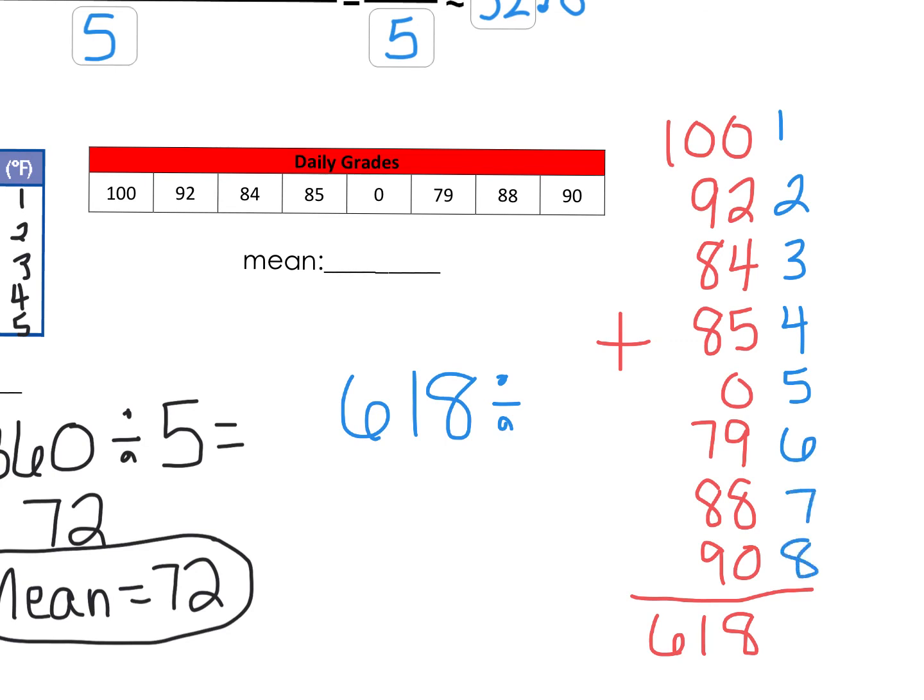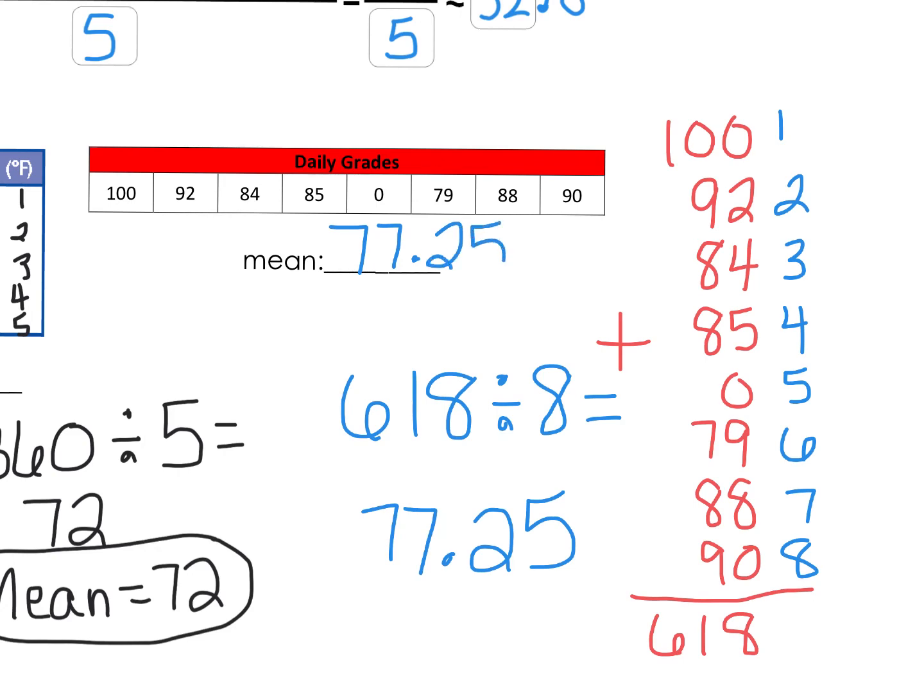Yes, you do have to include the 0. Even though it doesn't have a value, it's still a number in your data. So it does count as part of your data. So we're going to take 618 and divide it by 8. And 618 divided by 8 is 77.25. So our mean would be 77.25.